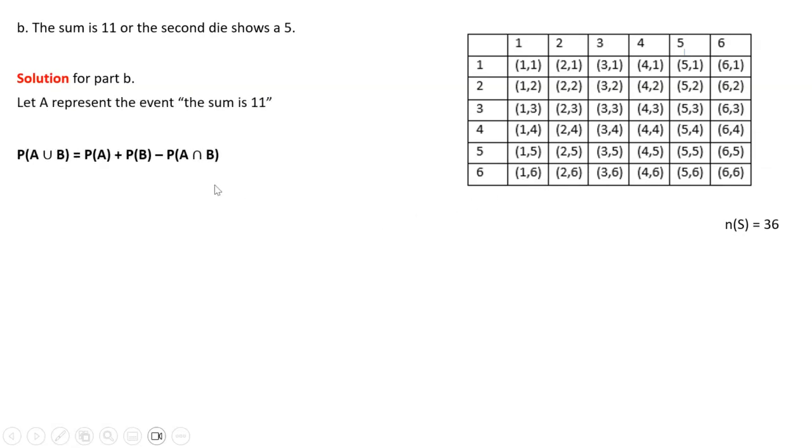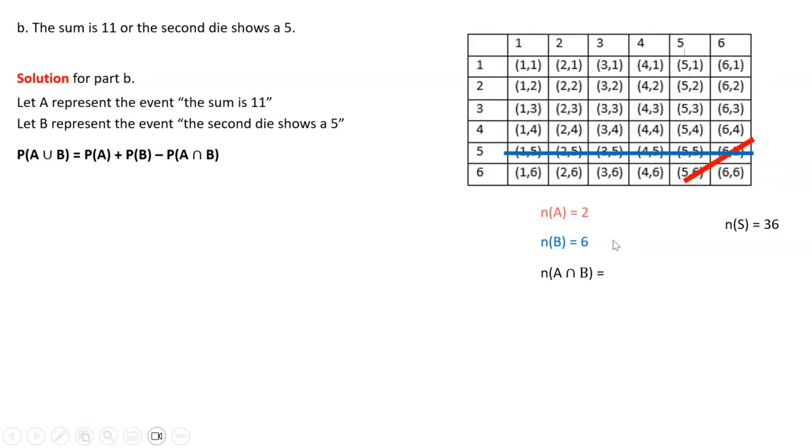There's my formula. So let A represent the event the sum is 11. And 11 is right here, the 5, 6, and the 6, 5, so it's going to be 2. And let B be the event that the second die shows a 5. The second die of 5 will be here where the 5 is across, so it'll be all these right here in blue. So it's going to be 1, 2, 3, 4, 5, 6, and it'll be a 6.